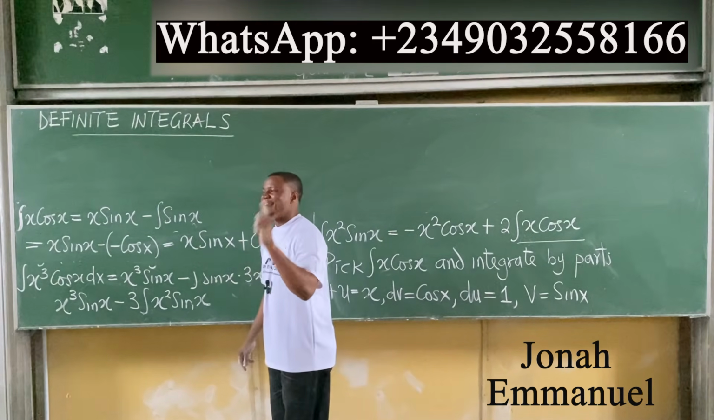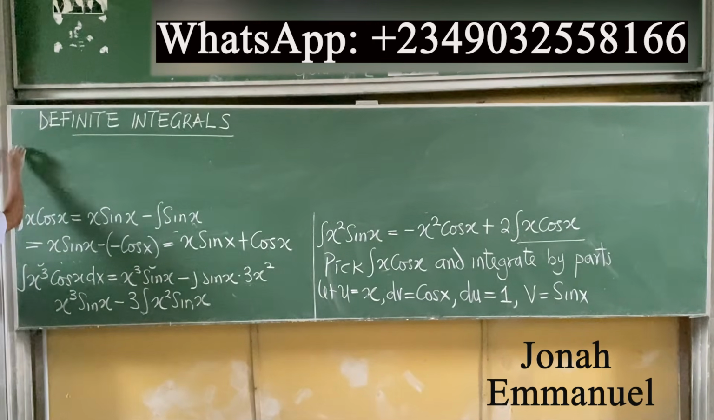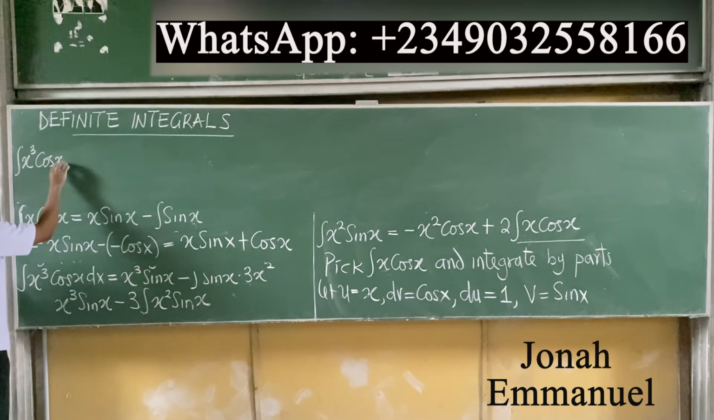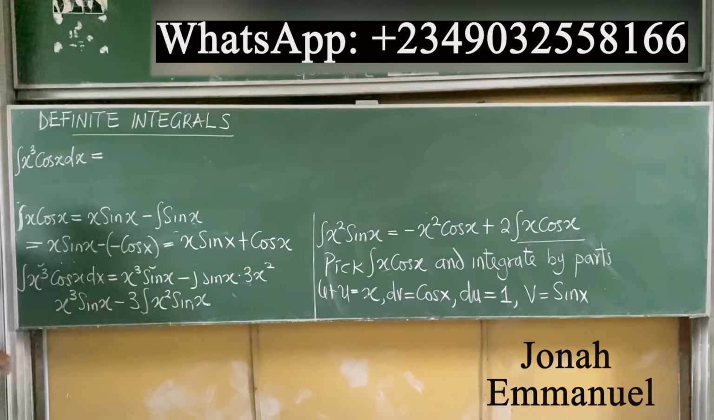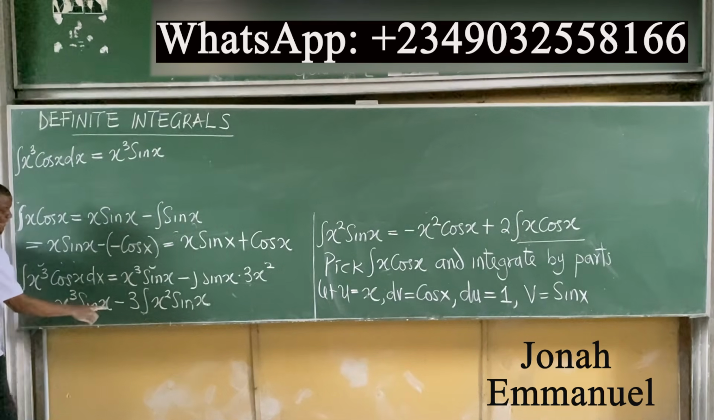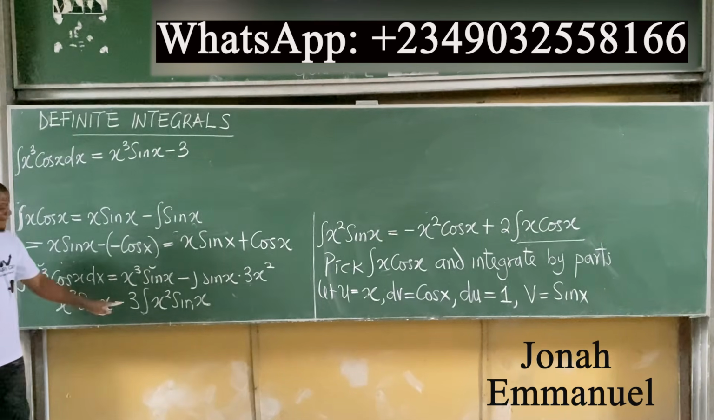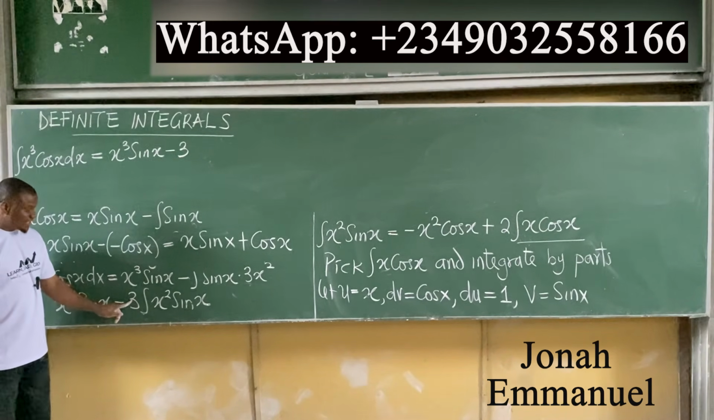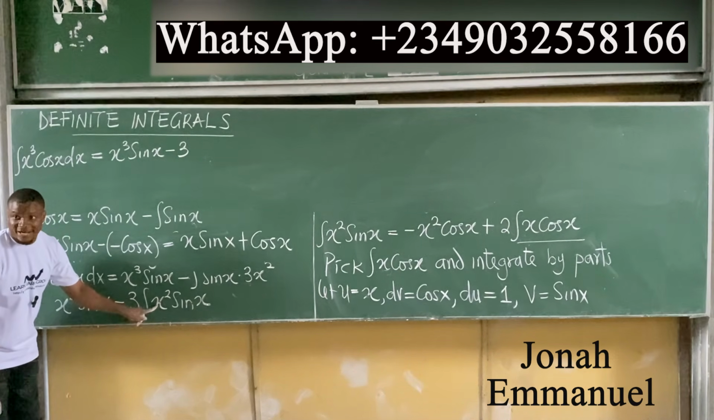Don't forget that our very first question was the integral of x cubed cos x dx. And what's your answer here? Your answer there is x cubed sine x minus 3. Look up, please. Minus 3 times anything you get after you do this integral.